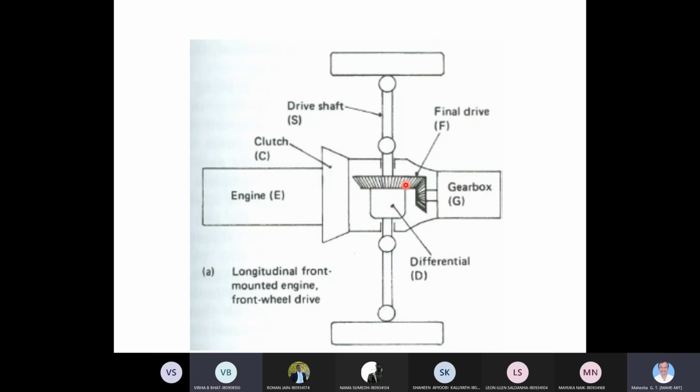90 degree change. And from here it goes to the differential and half shafts, which are provided with constant velocity U joints, 1, 2, 3 and 4 respectively, and then to the front wheels. So this is the arrangement, and you can explore some examples which fall under this category also. Examples: longitudinally front mounted engine with front wheel drive.